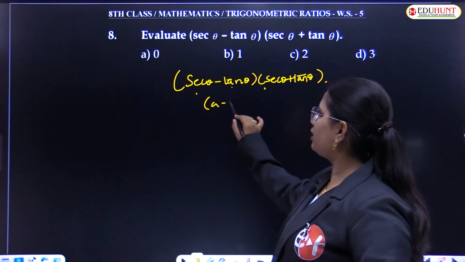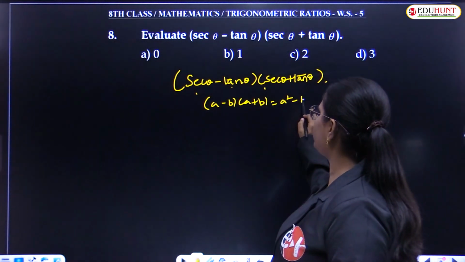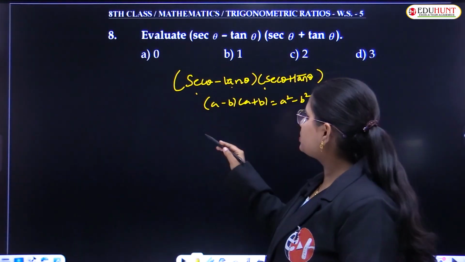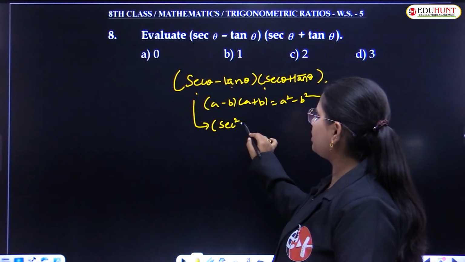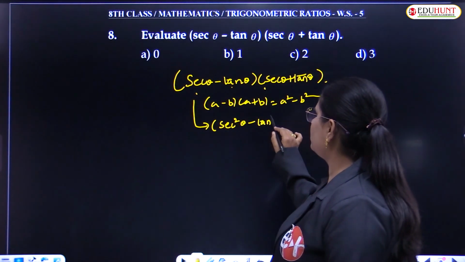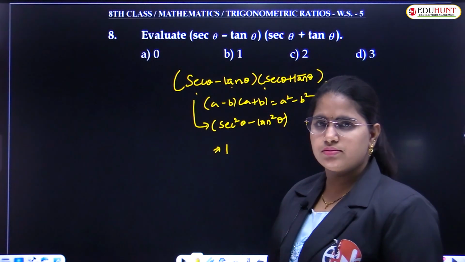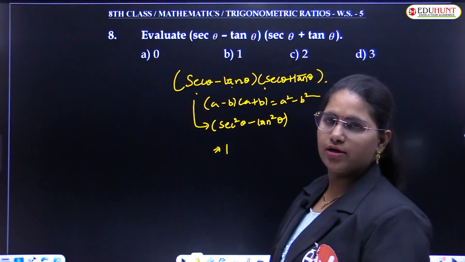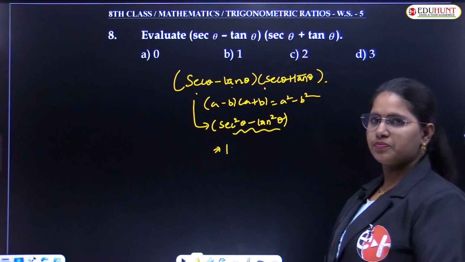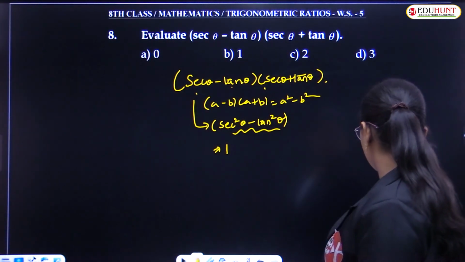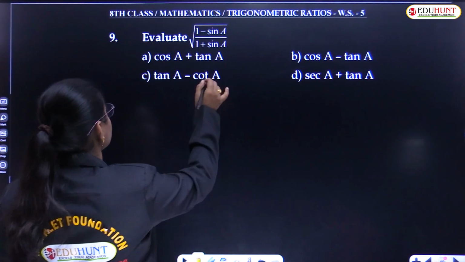So what is the formula? A minus b into a plus b formula is a square minus b square. Correct? So from this what we have? Secant square theta minus tan square theta. So what is the value of secant square theta minus tan square theta? It is 1. Right? So am I clear with the question? So this is the trigonometric identity. Correct? So if it is clear, we'll get to the next one. Clear? Chalo. So what is the next question?